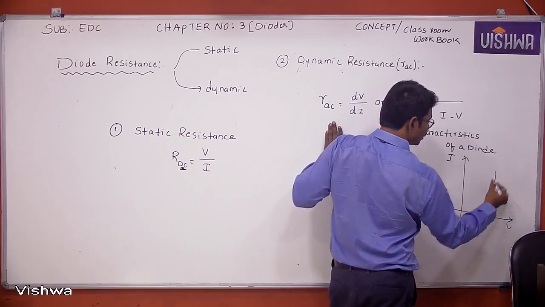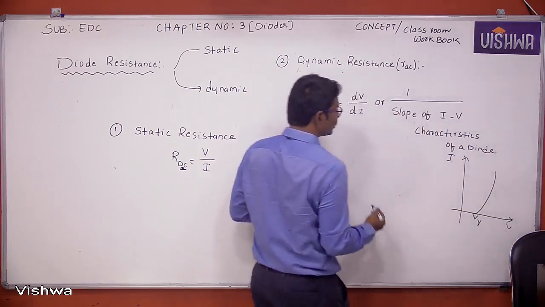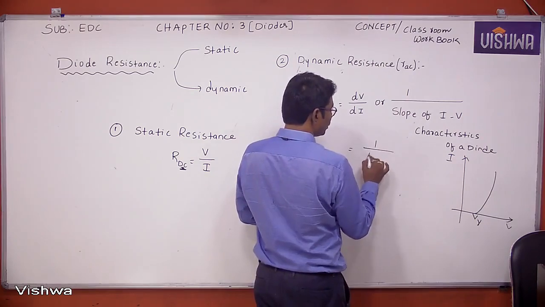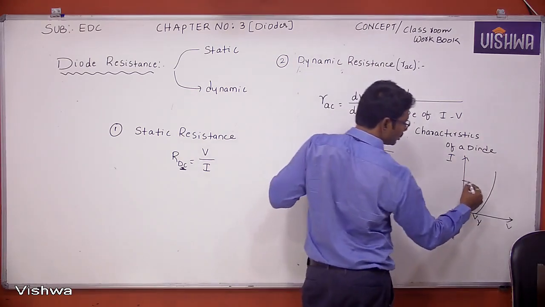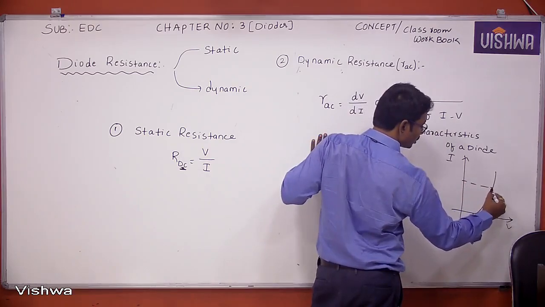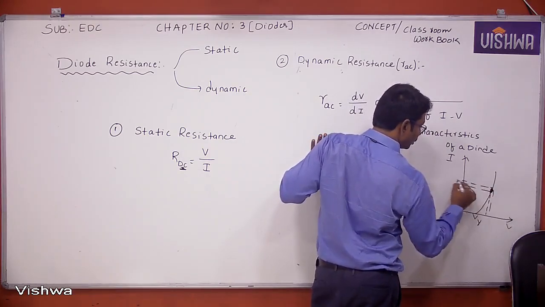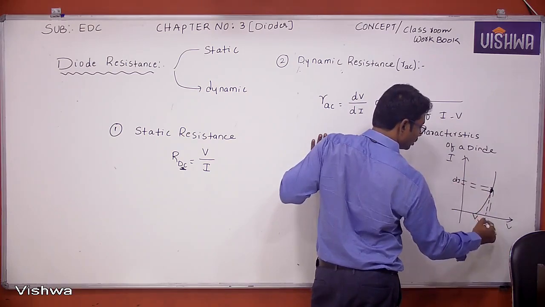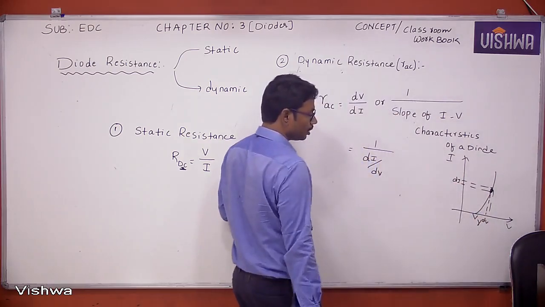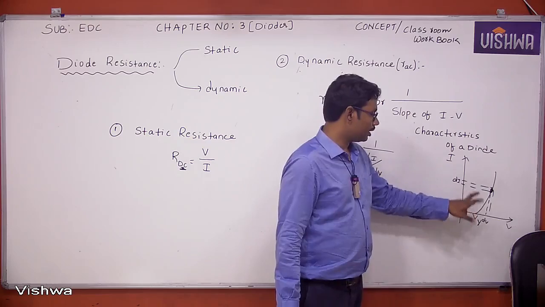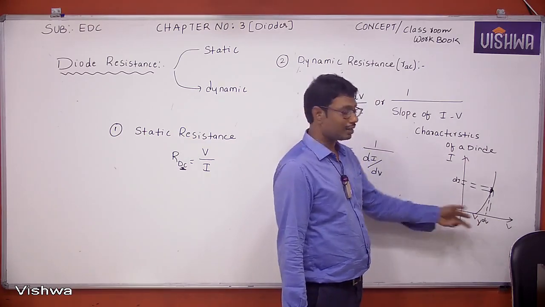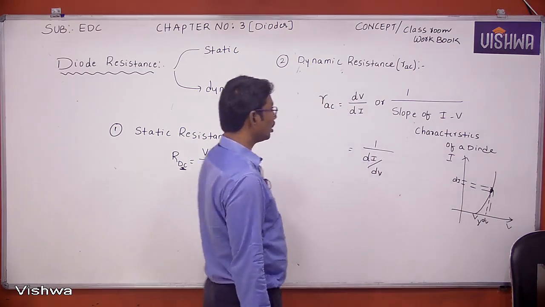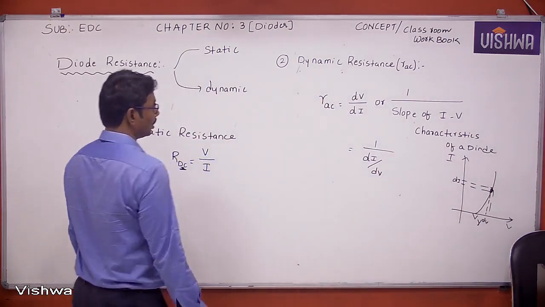This already we discussed, right? What is the slope for this curve actually? The slope is nothing but di by dv. Just consider a small portion here. This is di and this is dv. Simply in mathematics, slope is dy by dx. Like that here, di by dv. Now how to calculate this slope?